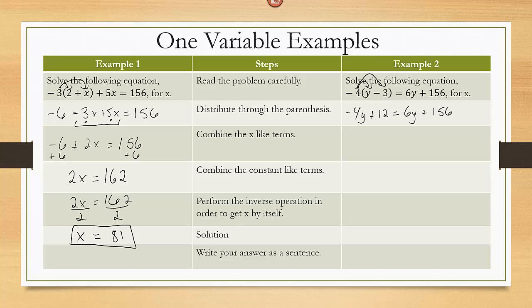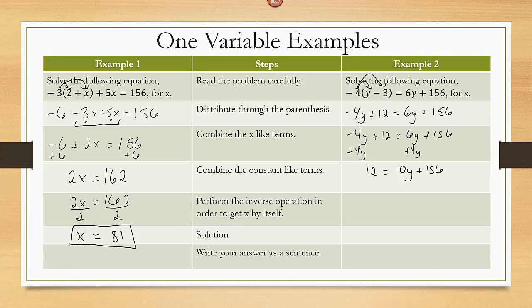So now that we've distributed through the parentheses, we now want to combine our like terms. So let's go ahead and rewrite our equation. And we're going to want to add 4y to both sides because we want to do our smallest integer. So plus 4y and plus 4y. That equals 12 equals 10y plus 156.